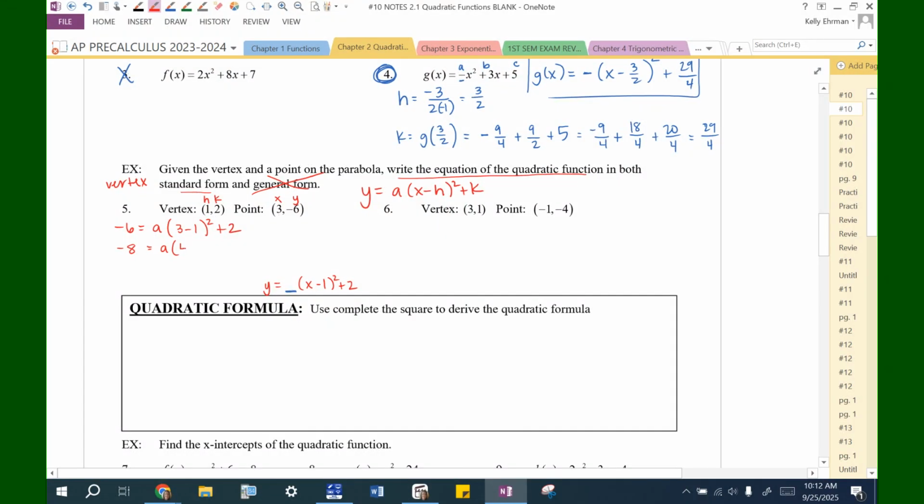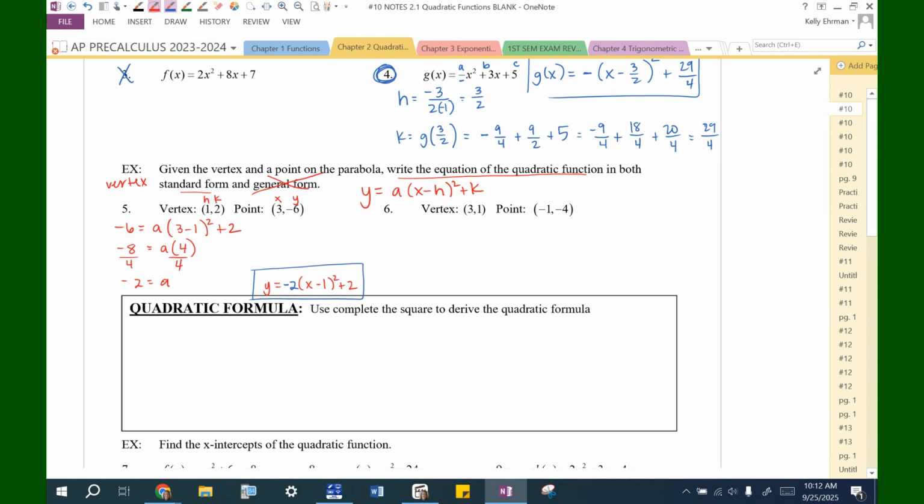This is 2 squared. Divide by 4. A is negative 2. That's the missing piece to my equation. So instead of y equals a times x minus 1 squared plus 2, it's negative 2 times x minus 1 squared plus 2.